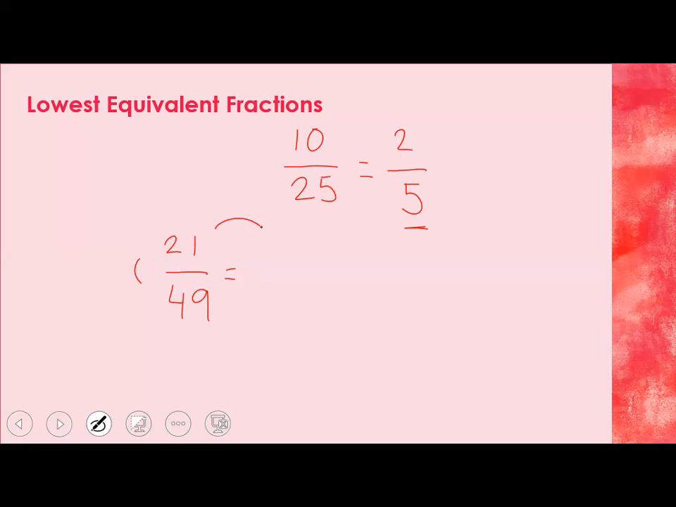So I need to divide by 7. 21 divided by 7 is 3. And 49 divided by 7 is 7. And every single time I'm dealing with equivalent fractions, whatever I do to the top, I must do to the bottom. Whatever I do to the bottom, I must do to the top. And remember, I said you can check the relationships between the numbers sometimes as well to help you out.